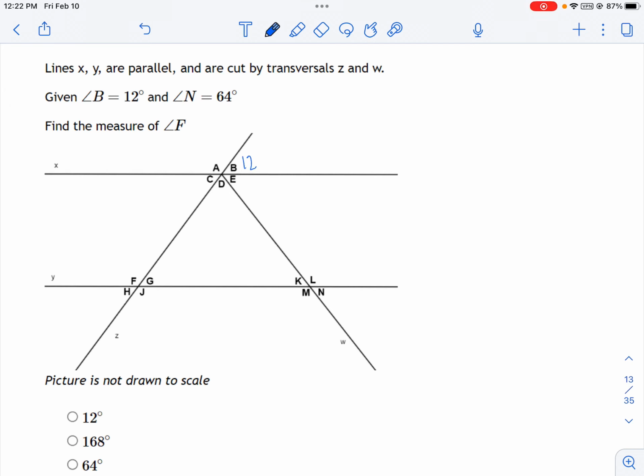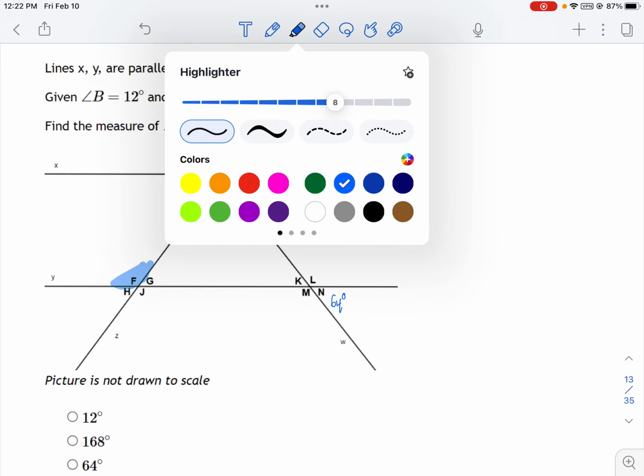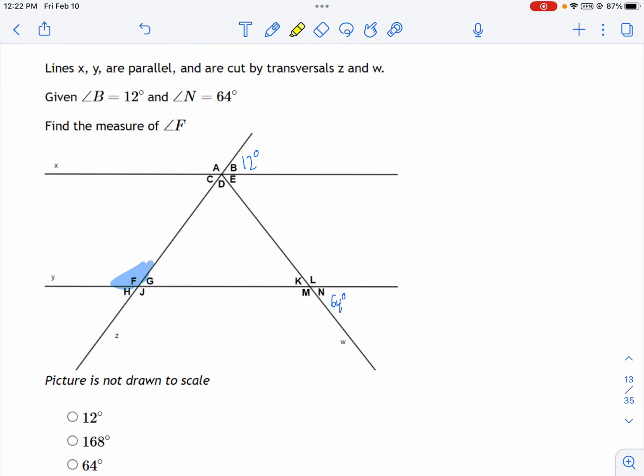So 12 degrees. All right, we're told that angle N is 64 degrees. So that means 64 is down here. And we're asked to find the measure of angle F. F is right down here. Alrighty. So in order to do that, there's a couple of pieces of information we need to know, but not a lot. We actually don't even need to know that N is 64 in order to solve this problem.